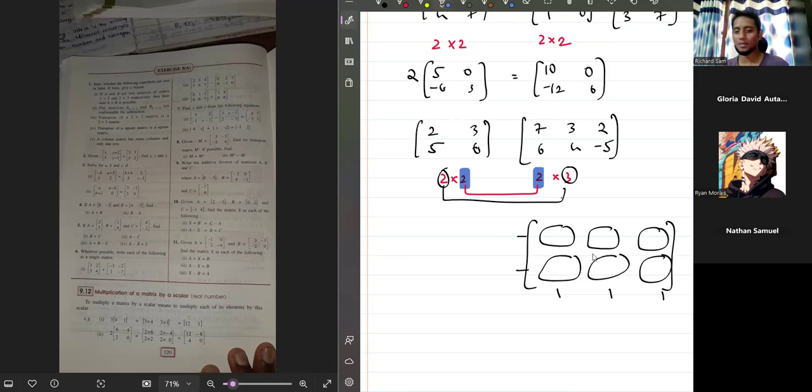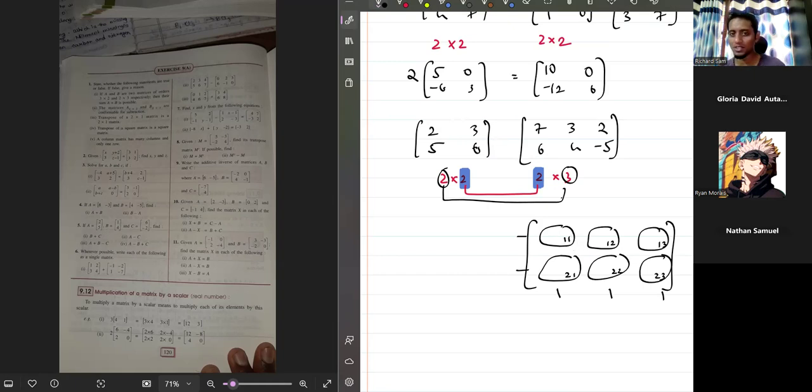Wait, let me just break it down for you. Now, each of these positions has a position. Like this one's position is first row, first column. It's in the first row, first column. So it's 1, 1. This one is first row, second column. So it's 1, 2. This one is 1, 3. This one is 2, 1. Second row, first column. This one, second row, second column. And this is second row, third column. So these are the numbers you will look at to get it.